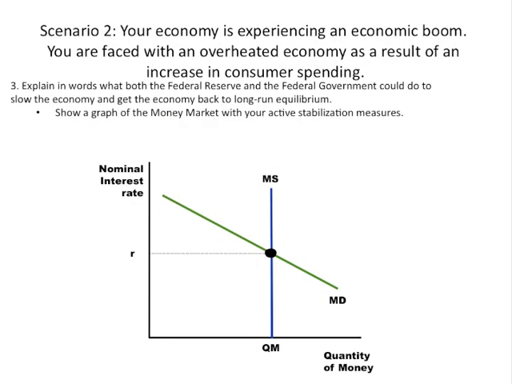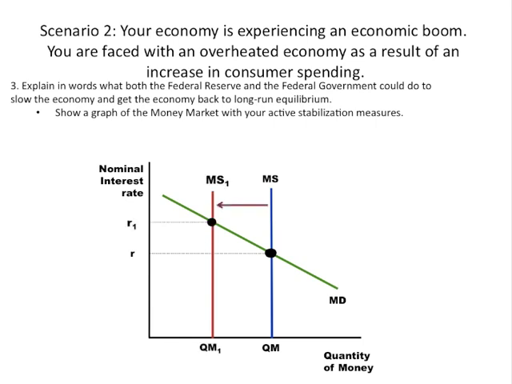Now, if we were in scenario 2 with these inflationary conditions and we wanted to explain what the Federal Reserve and the federal government could do to adjust us back to long run, basically we would say, hey, look, the Fed is going to reduce the amount of money in the money supply and the federal government is going to reduce spending and increase taxes.